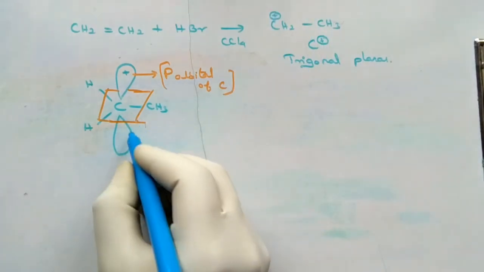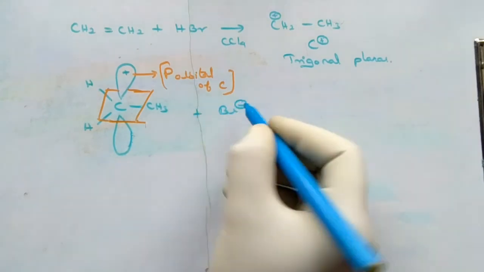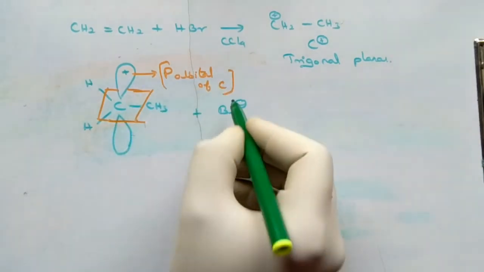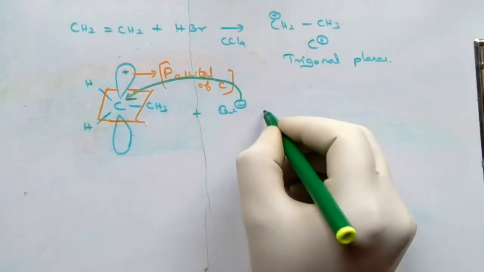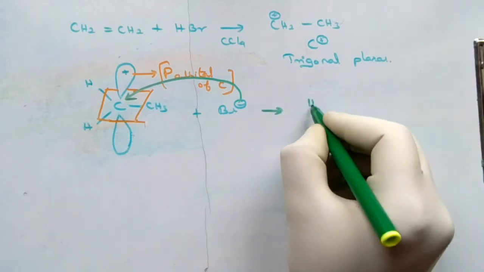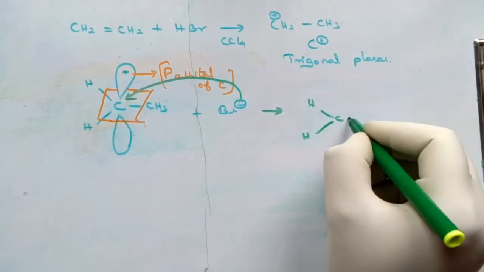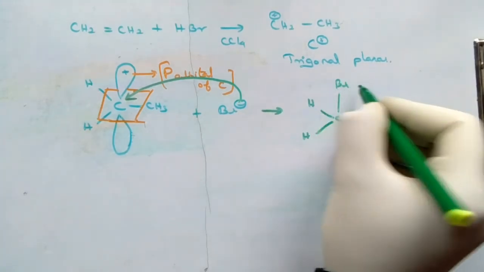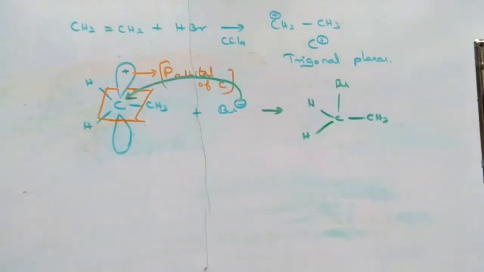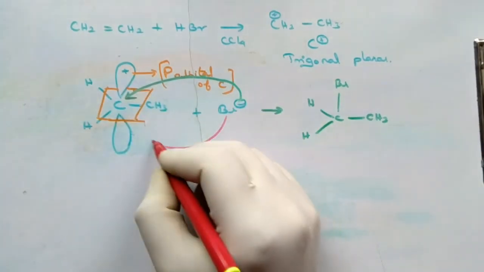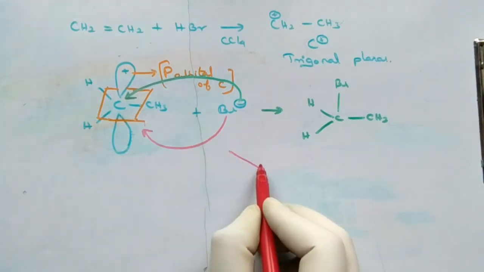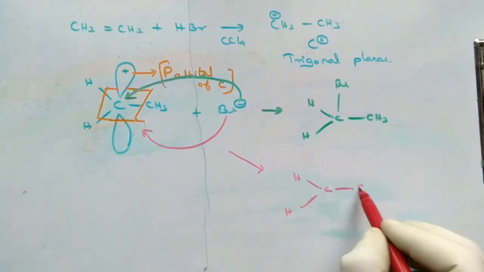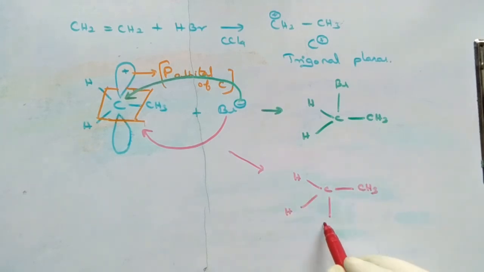Now if Br minus, that is the nucleophile, attacks this carbocation, there are two possibilities. Either it can attack above the plane or it can attack below the plane. If it attacks above the plane, then we will get a product like this. The Br atom will be above the plane because it attacked above the plane. If Br minus attacks below the plane, then we will get a product like this. The bromine atom will be below the plane.